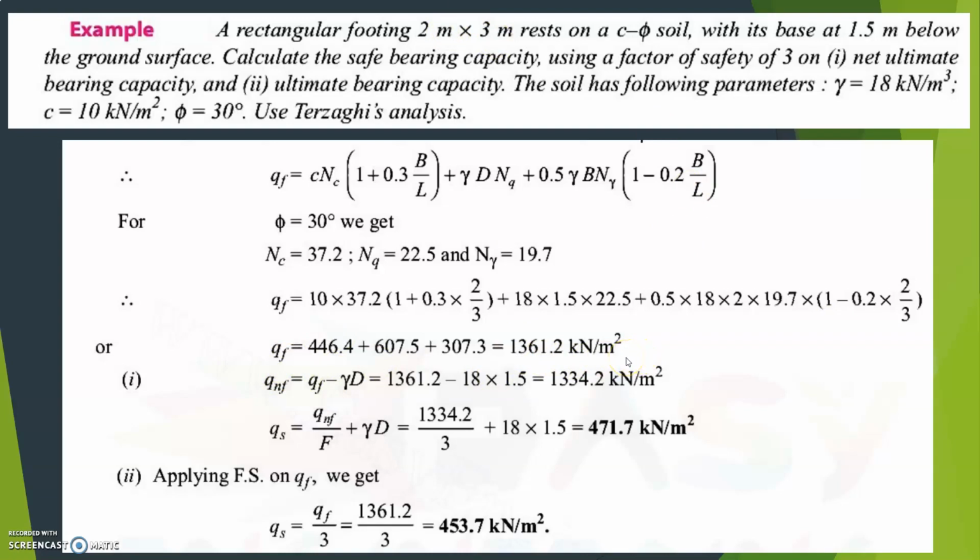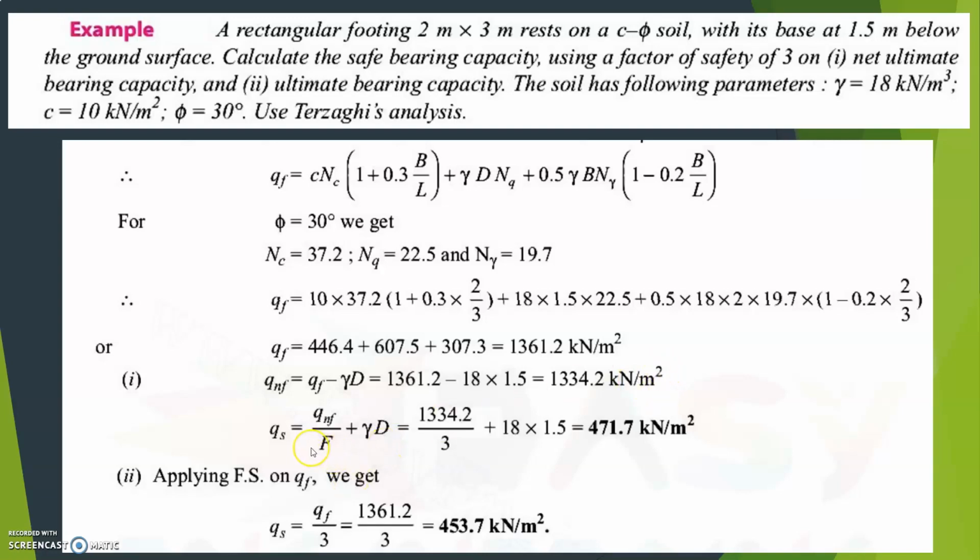We have to calculate safe bearing capacity. To find safe bearing capacity, you have to calculate first net bearing capacity. So net bearing capacity is equal to ultimate bearing capacity minus this gamma D, overburden pressure. So that is qf minus gamma D. Substitute the value of qf, that is 1361.2 minus gamma 18 into D 1.5. We will get 1334.2 kilonewton per meter square.